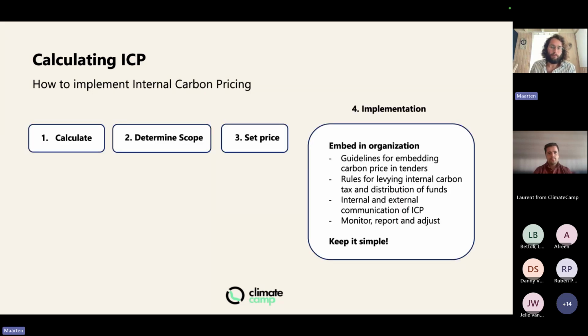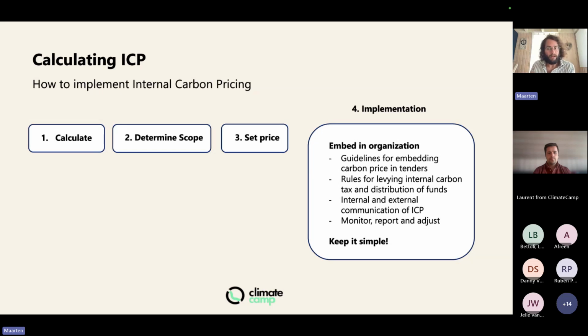And then we go into the fourth part, implementation. So let's assume you just took over the EU ETS price as your internal carbon pricing. The work doesn't stop there. Embedding it in your organization is very critical to actually having people use the internal carbon price. So as I mentioned before, the Unilever example, if you want to embed carbon pricing in tendering, you need to have clear guidelines on how it will be used for supplier selection. It needs to be communicated, as I said before, and as listed here. It needs to be communicated internally and externally.